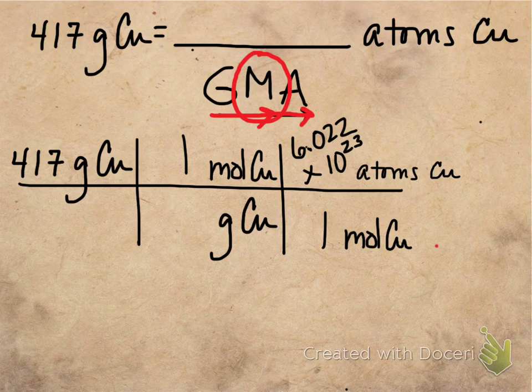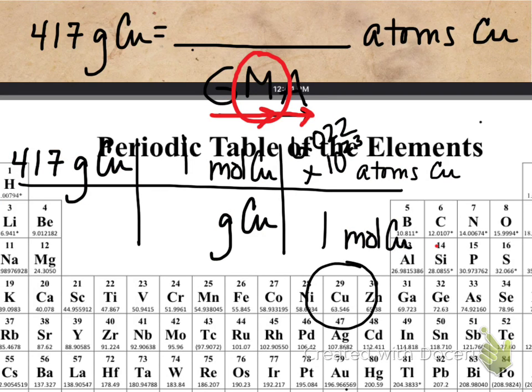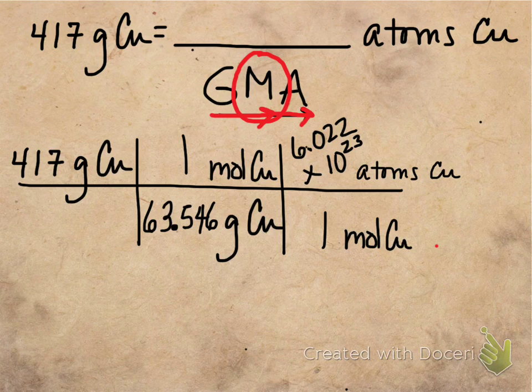How many grams of copper in 1 mole of copper? We need our periodic table. Ha! I see you, copper. Get it? See you, copper. Anyway, this shows that there are 63.546 grams of copper in 1 mole of copper.